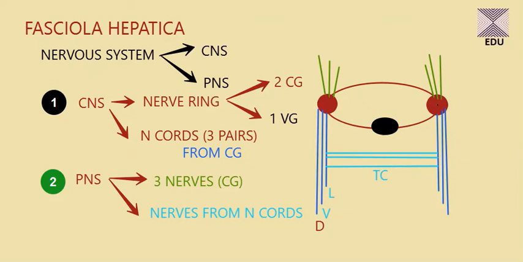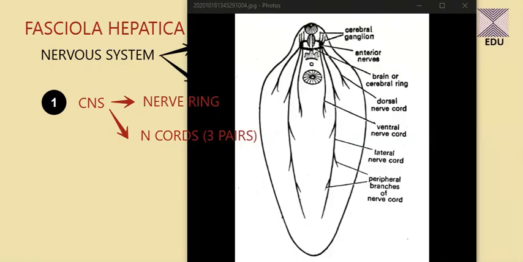So students, this is actually a diagrammatic form of the nervous system, but when you see the actual diagram of the nervous system of Fasciola hepatica from the book, that is based upon this particular diagram. So now I am showing you the diagram from the book. This is the diagram of the nervous system of Fasciola hepatica.